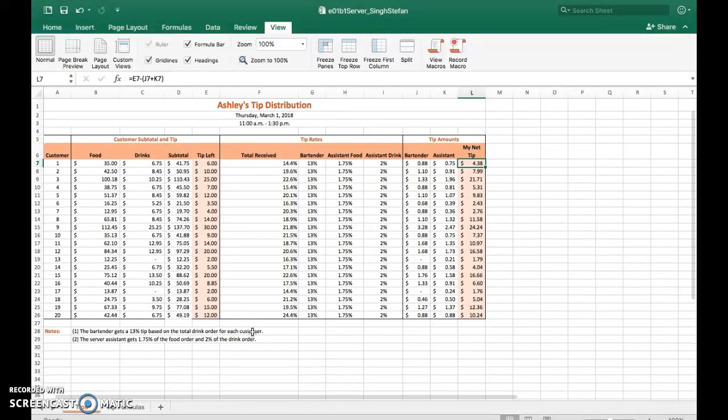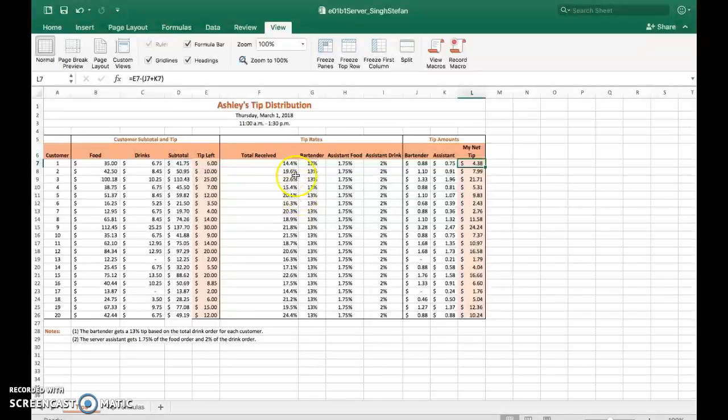So the purpose of the assignment was to create the spreadsheet based on the scenarios provided in the e-text. As a server in a restaurant, the spreadsheet is used to calculate the tip amounts that will go to the bartender, the assistant server, and Ashley, who's the main server. Other requirements including formatting, colors were applied to the spreadsheet so that they can be easily understood by anyone using it.